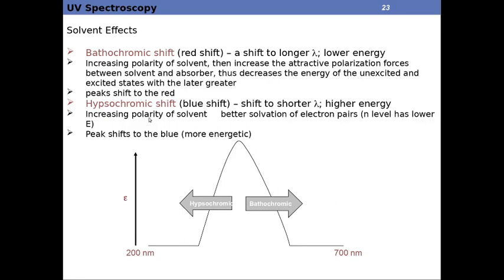So basically the bathochromic shift happens when solvent polarity increases. The reason for the shift is that the attractive effects and polarization effects between the solvent and the absorbing molecule become more feasible. Meanwhile, the hypsochromic shift, the blue shift, could also happen with an increase in the polarity of the solvent. But in this case, it is because of better solvation of the non-bonding electron density. We will see these effects.